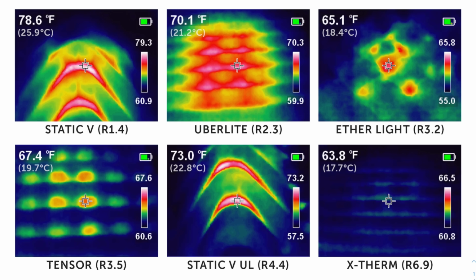And finally, on the bottom right, we have the 6.9 R value NeoAir X-Therm, which after 2 minutes hit a maximum temperature of 63.8 degrees. Now, I did expect this pad to do a little better than that. However, keep in mind that that temperature is really not much higher than the ambient temperature. So if this had been done in a colder environment, this pad probably would have stood out a little more from the rest of these.